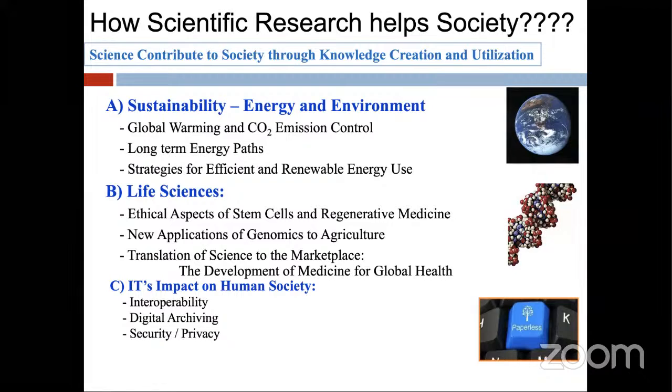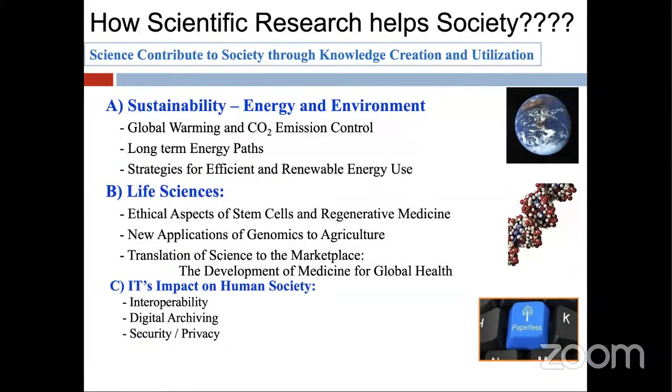Here we are facing the problems of global warming and CO2 emission control. So now research is into how we can control the CO2 emissions, how we can use efficiently the energy resources we have, or how we can replicate the energy resources. So now the energy, like e-vehicles, they have come to have a renewable energy source.